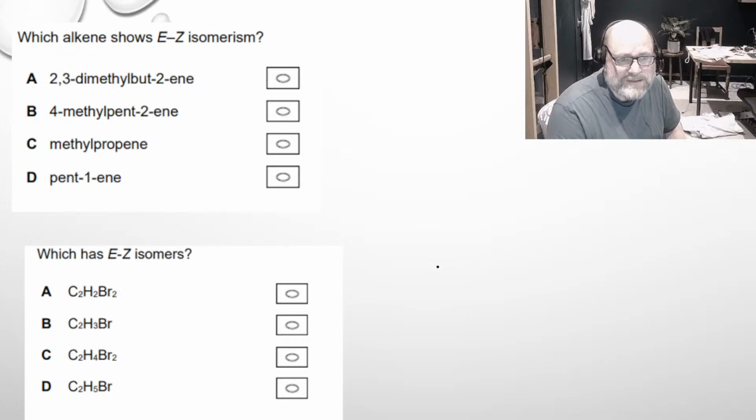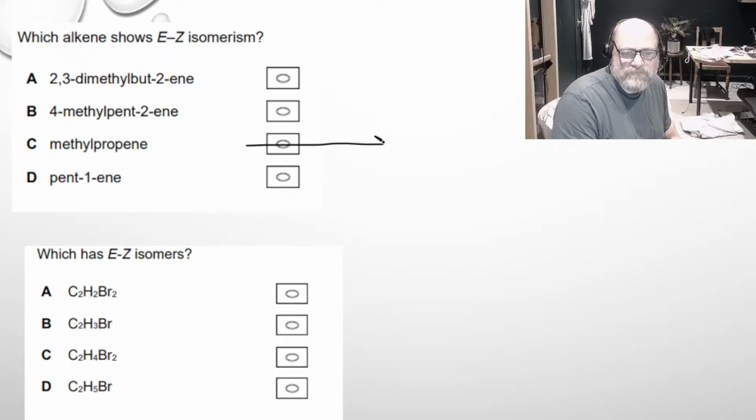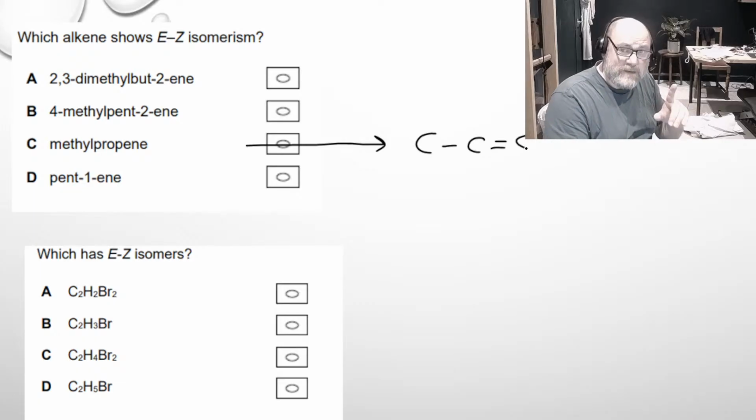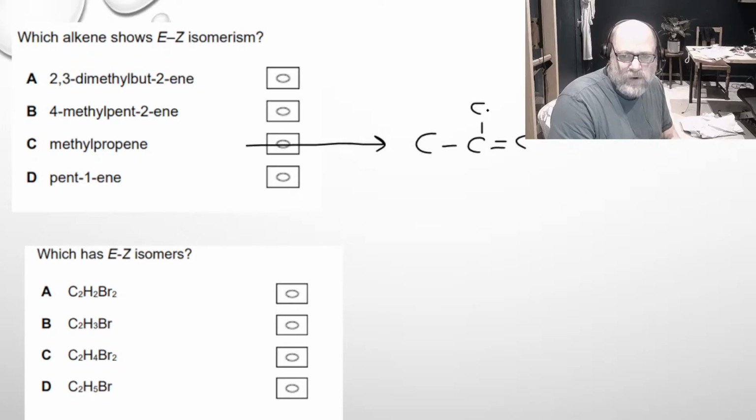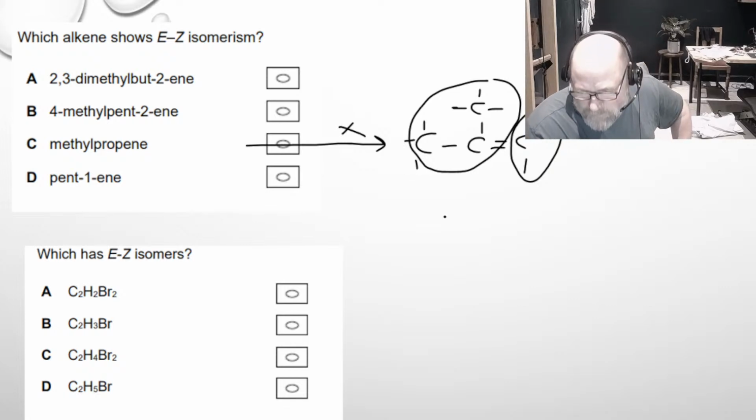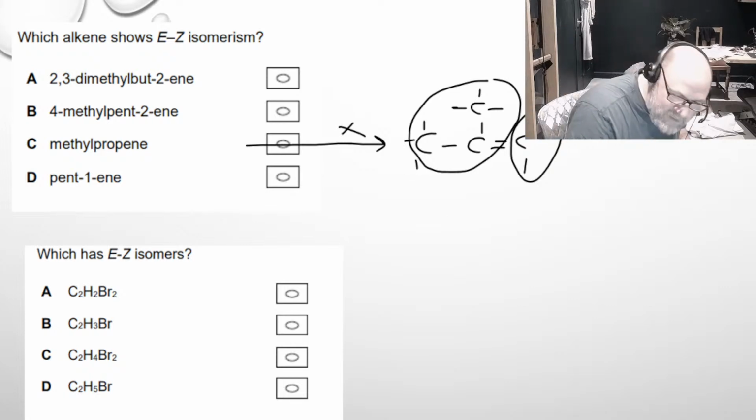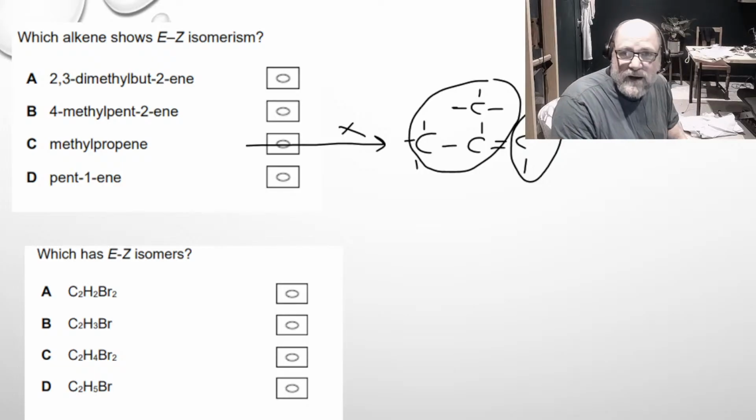C for the first one. Let's try C. So that's propene, and now we're saying methylpropene. Here we've got a problem. This carbon over here has identical groups attached, and so has this one. So this can't be E/Z. It can't be C.